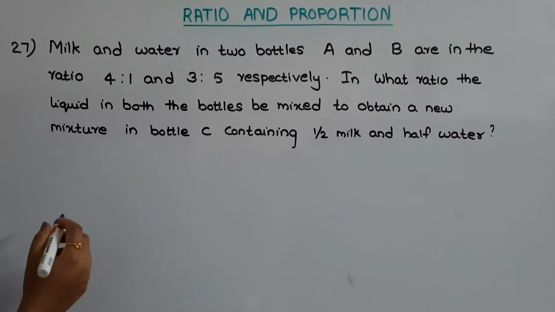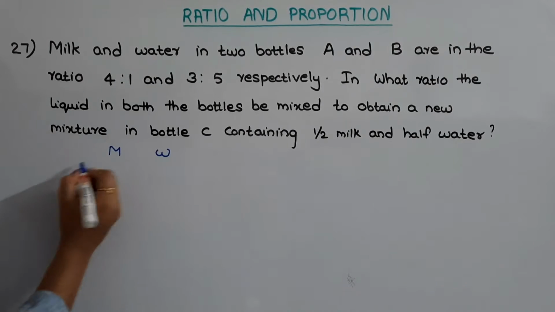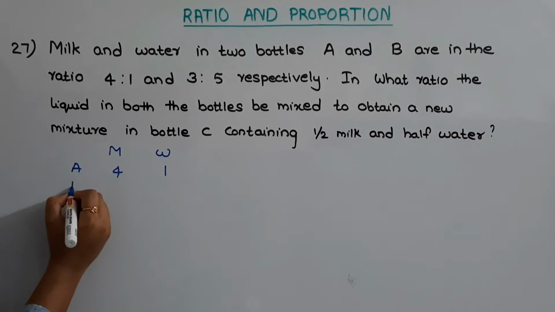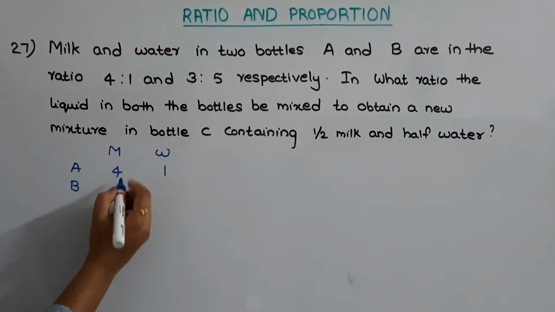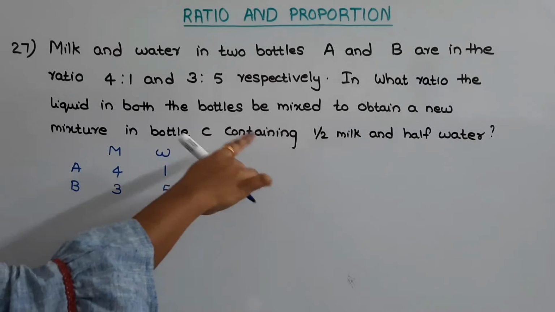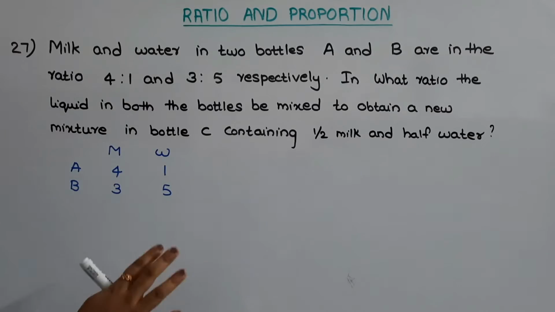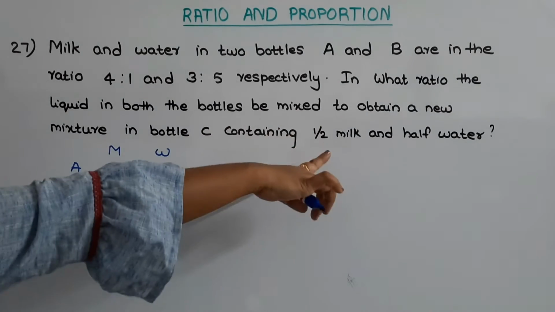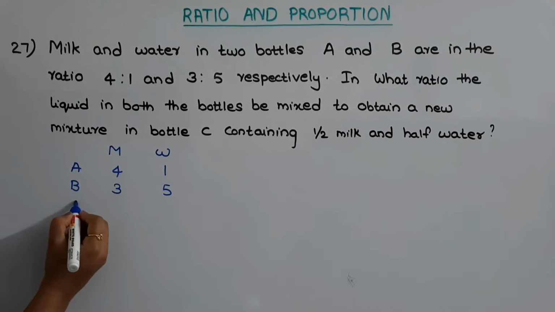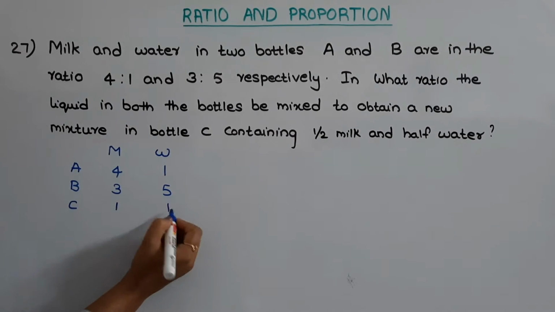So in the question they are telling that the ratio of milk and water in bottle A is 4:1. And the ratio of milk and water in bottle B is given as 3:5. Then they are telling that bottle C should contain half milk and half water. Which means bottle C should contain equal amount of milk and water. So the ratio of milk and water in bottle C will be 1:1.